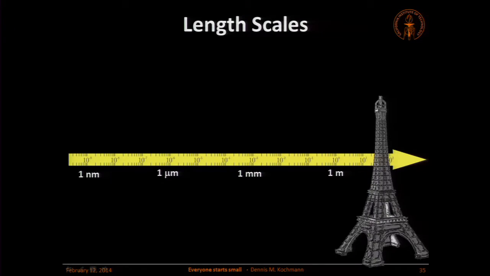Now, if we take a look at the length scales that are involved here, there's very many. Here we have a yellow line going from nanometers all the way to kilometers.